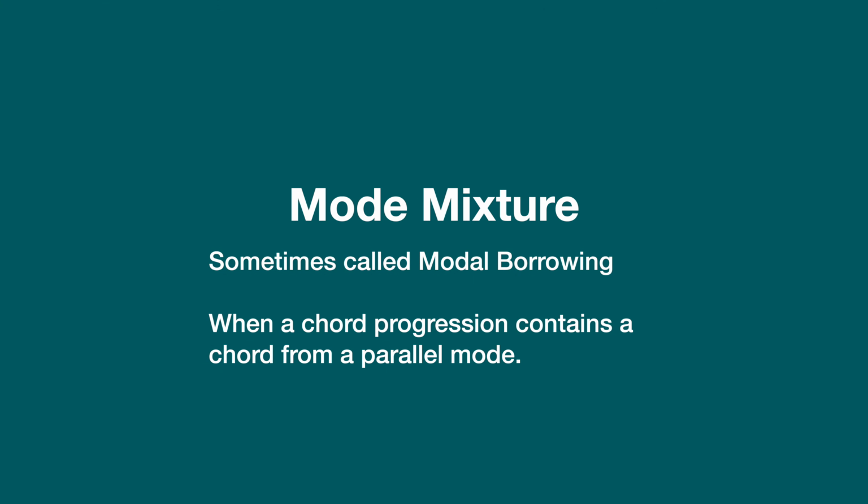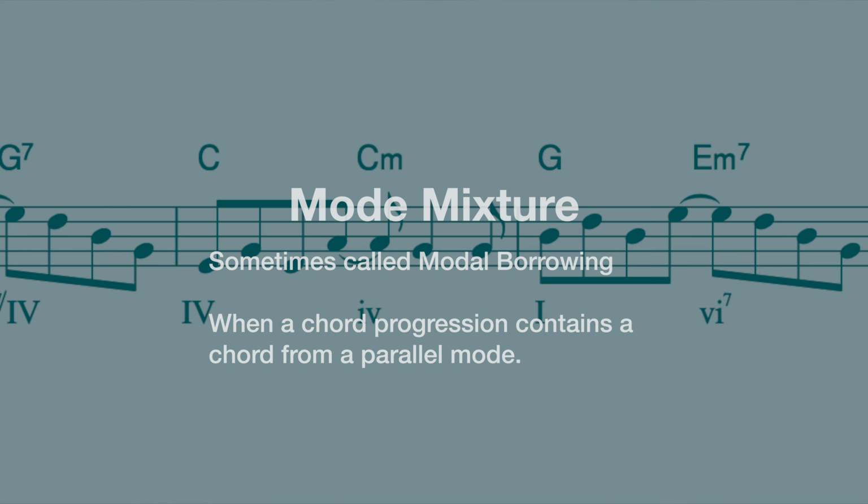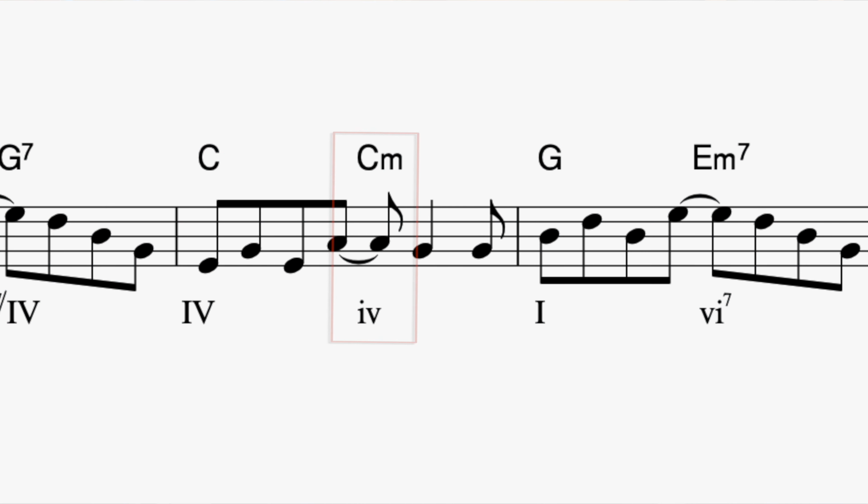Mode mixture or modal borrowing, these are the same thing, is when a chord progression contains a chord from a parallel mode. In the example we just heard, the Eagles used a C minor chord in a G major piece. That C minor chord is the minor 4 chord, which is borrowed from the parallel minor, from G minor, which has a minor 4 chord. Since the minor 4 chord is not native to the key of the piece, G major, and it's taken from a parallel mode, this is an example of mode mixture.